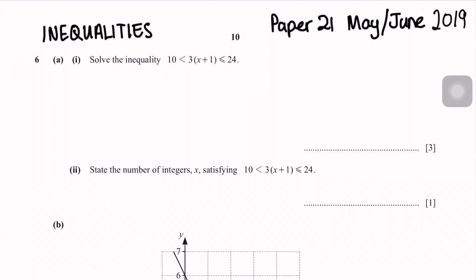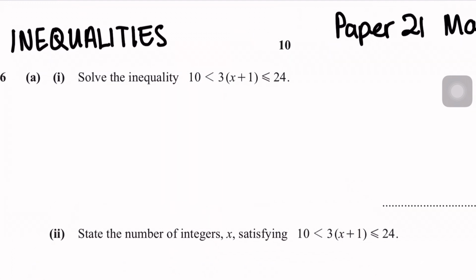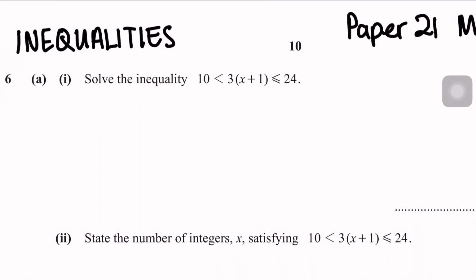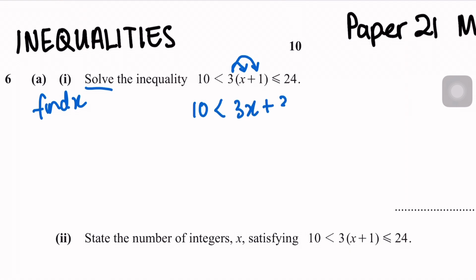6a part 1, solve the inequality 10 less than 3 bracket x plus 1 close bracket less than or equal to 24. Firstly, you are finding the unknown x. Solve means you have to find for x. So how are you going to do this? You need to expand the bracket. So bring the 3 to expand to x and 1. So you get 3x plus 3.